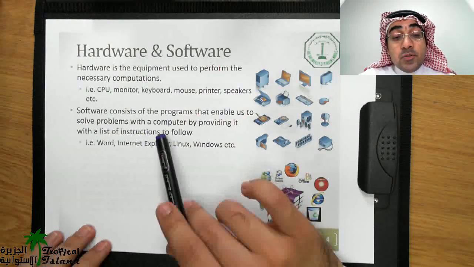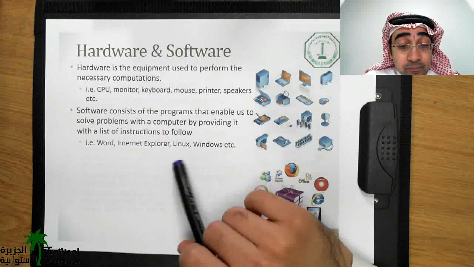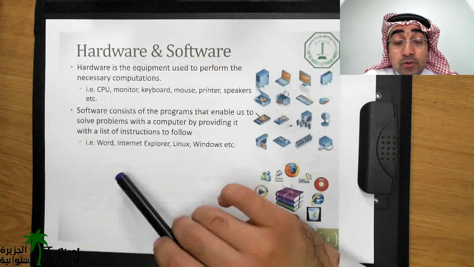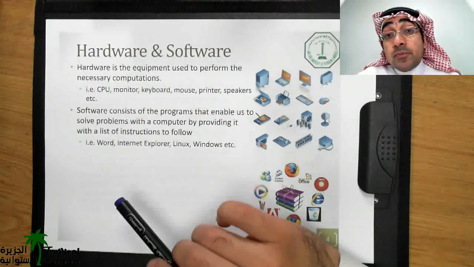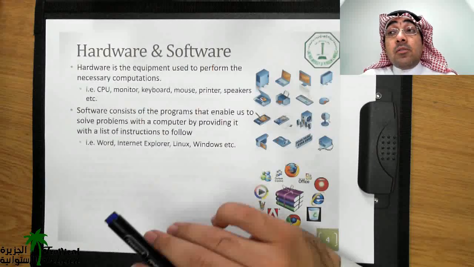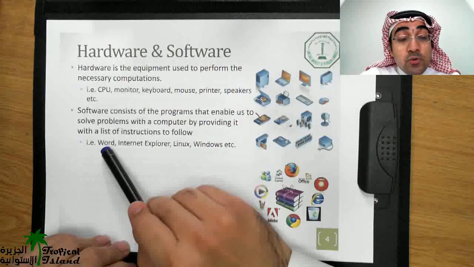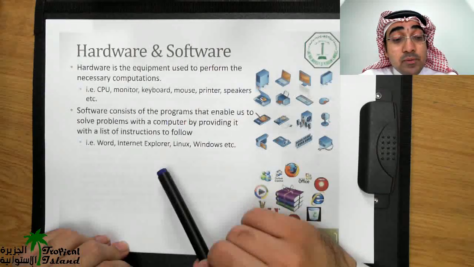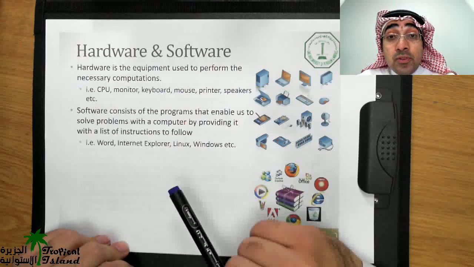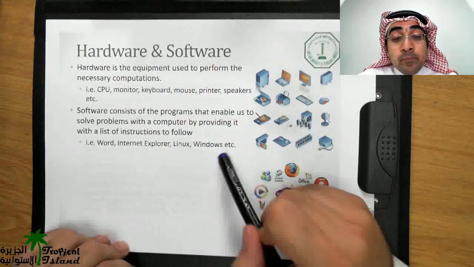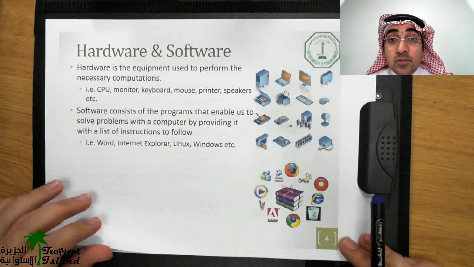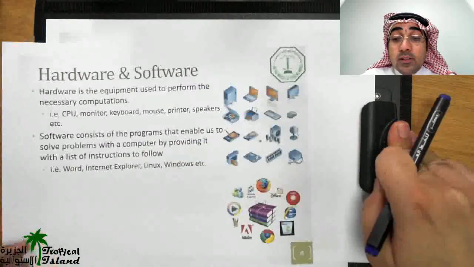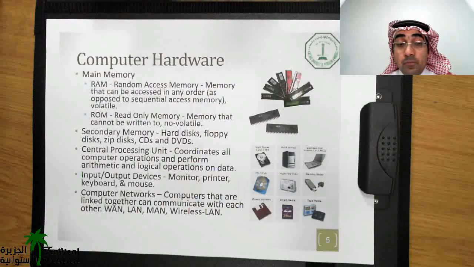Software consists of a program, okay, that enables us to solve problems. So you basically make software when you want to solve a problem. An example of this is MS Word, Microsoft Word, which is basically a program that solves the problem of word processing. So if you want to write a letter or a memo, you use Word to do that. Internet Explorer is another program that solves the problem of internet surfing. So if you want to surf the internet, you go and start Explorer. Linux and Windows are operating systems that solve the problem of operating the hardware, and they abstract the hardware for us. Okay, and we'll go into details when we talk about programs.